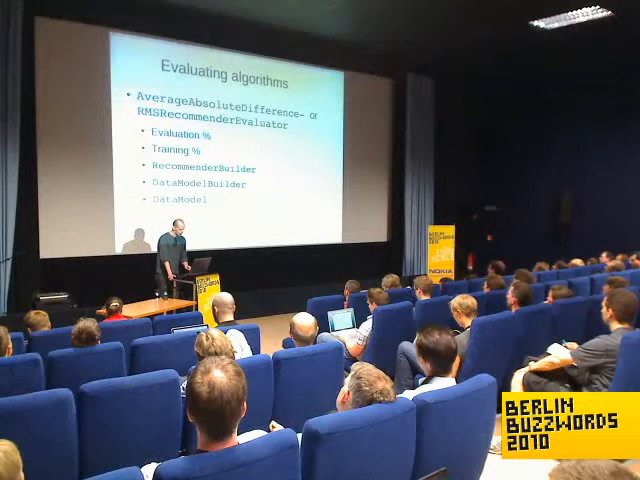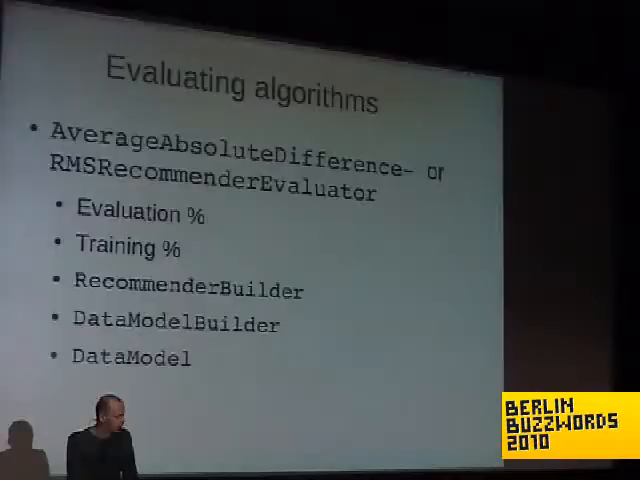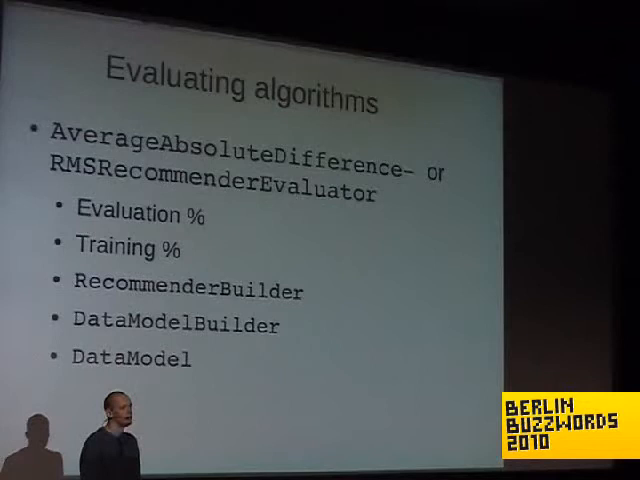You can do this in two different ways at the moment. You can use average absolute difference, which will only look at the difference. It will add them all up and divide by the number of items in the test set, of course. You can also use root mean square, which means that you first square a difference before adding them all up and computing the average, which is slightly more strict.